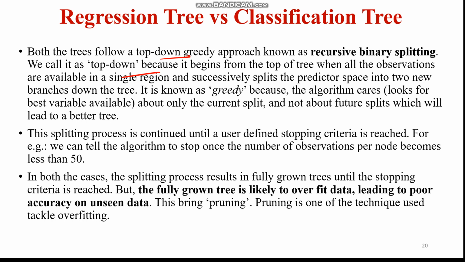In both cases, the splitting process results in fully grown trees until the stopping criterion is reached. A fully grown tree is likely to overfit the data, leading to poor accuracy on unseen data. This is where pruning comes in. Pruning is one of the techniques that tackles overfitting, because we have to stop at a certain place. That is the main role of pruning in this case. That's all about the difference between regression trees and classification trees.